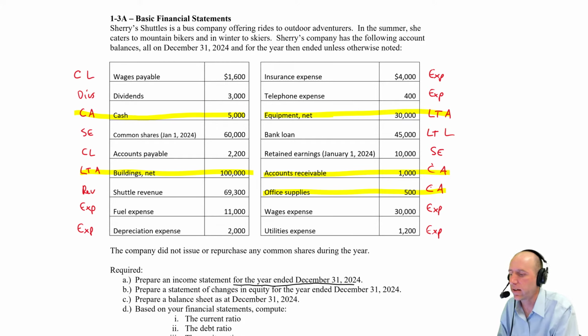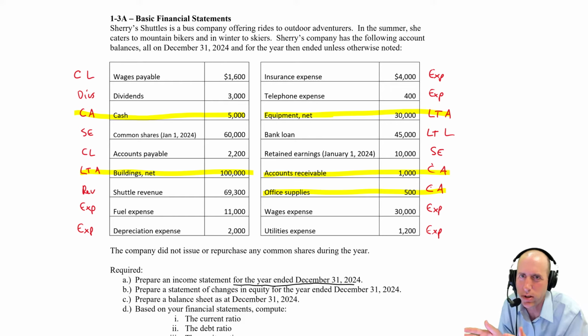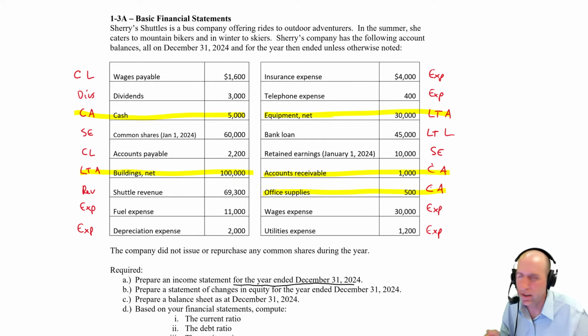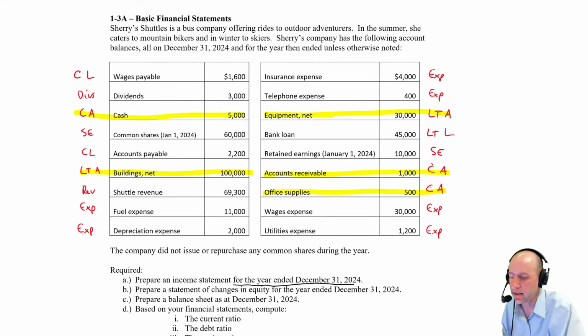Now, if I had to list what comes first, buildings or equipment, what is more liquid or shorter term of those two? They're both long-term, but what's the more short term? I would say equipment lasts us 5 to 10 years. Buildings last us 20 to 40 years. Buildings should be more long-term. So buildings is going to come last. Equipment will come before that. Cash will come first.